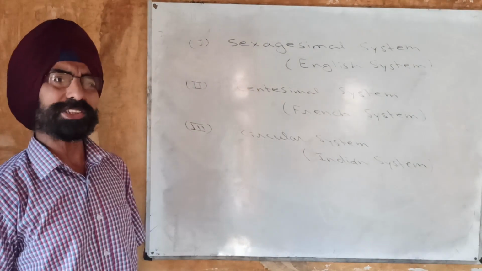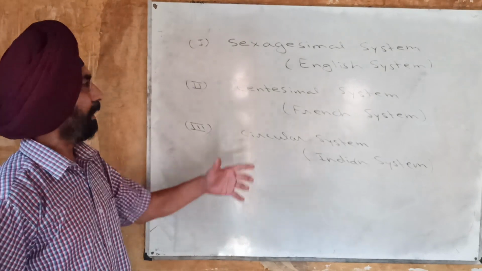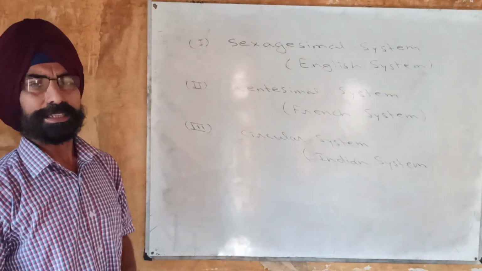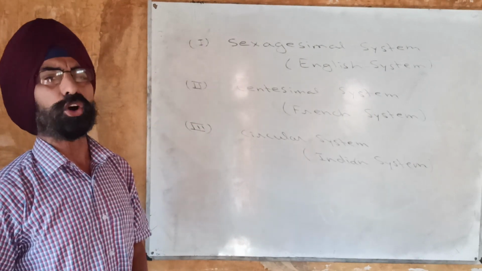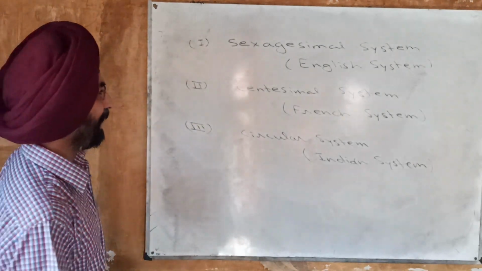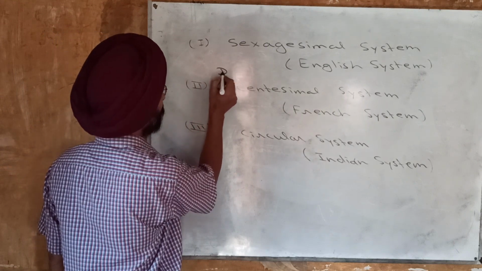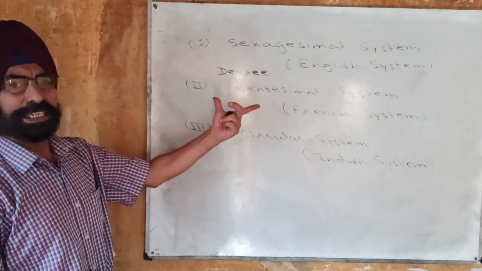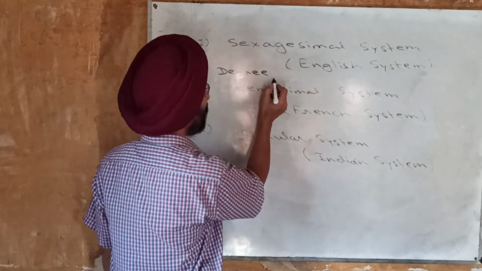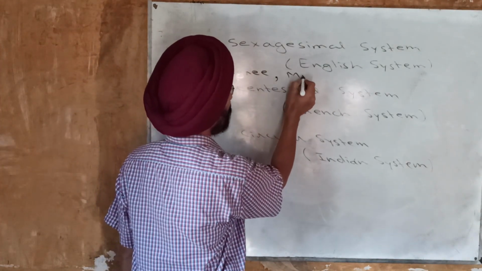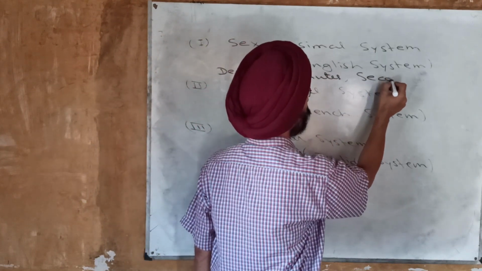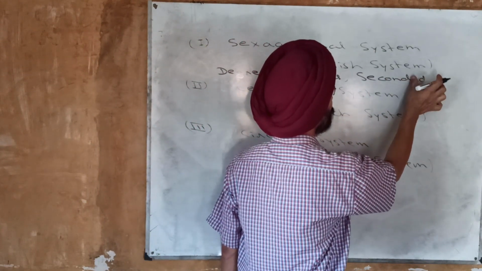They have different units. In the case of sexagesimal system, the basic unit of measurement of an angle is degree. Then this degree is further divided into minutes, and minutes are further divided into seconds.